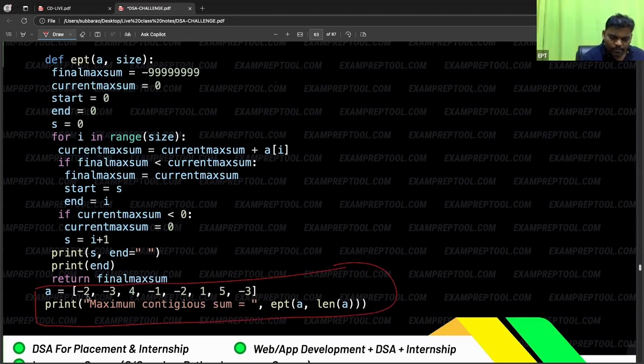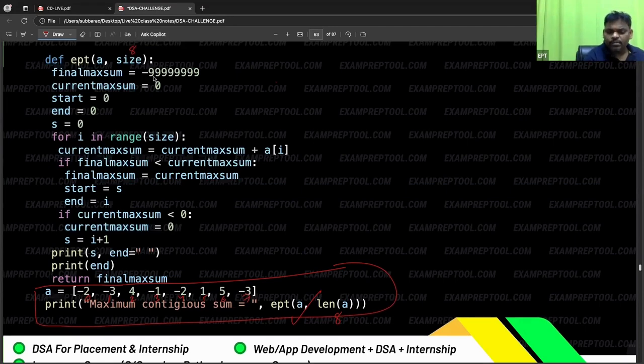This is the array. 0th place, first place, second place, third place, fourth place, fifth place, sixth place, seventh place. 0 to 7, total 8 people. So I am passing the array. The length of the array is 8. One array, 8 people.